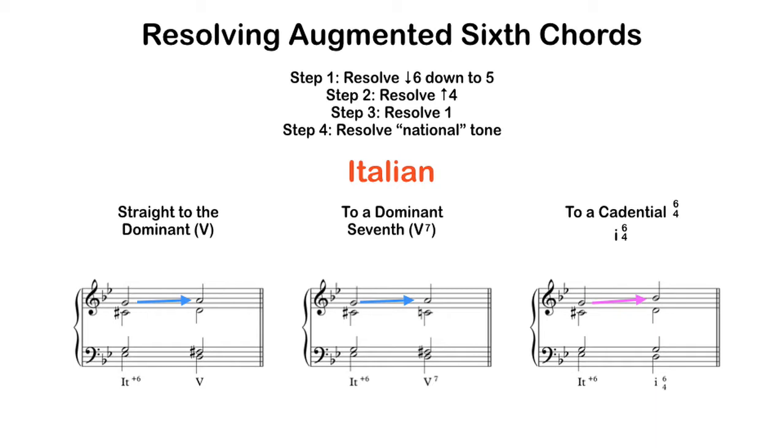Everything's going to resolve the way that it should. Flat 6 down to 5, sharp 4 up to 5, 1 in the tenor down to 7, and that means that this one in the soprano, my extra tone, is going to now move up to scale degree 2. So the Italian augmented 6th resolution sounds like this.